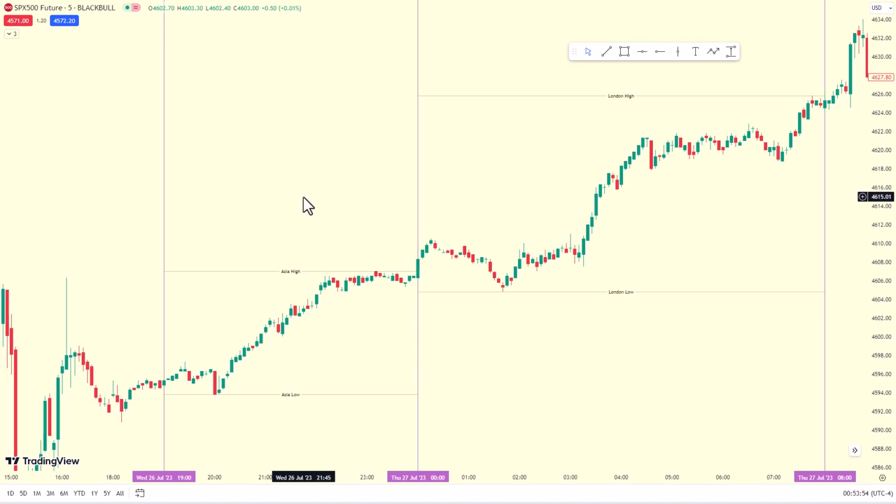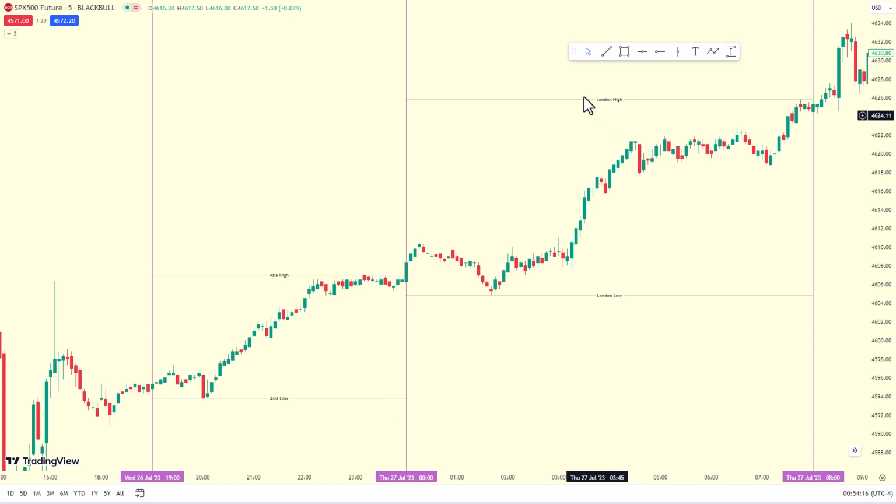I will basically be using the 2022 model that ICT has created, along with the Silver Bullet model from 2023, which is essentially looking for liquidity sweeps. So in this example, we can see the Asia session high and the Asia session low has been delineated. The London session high and London session low has been delineated.